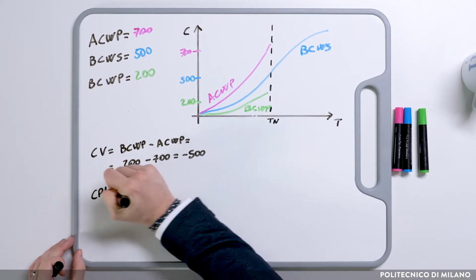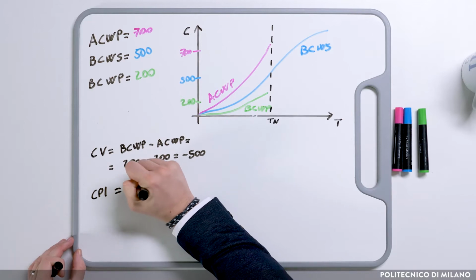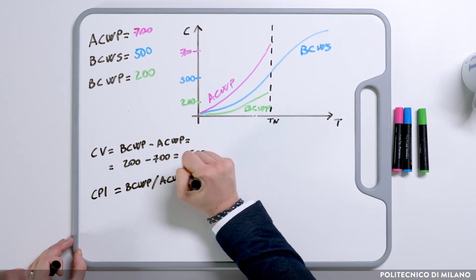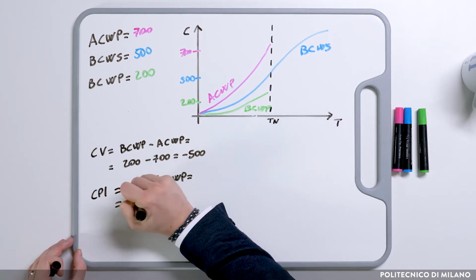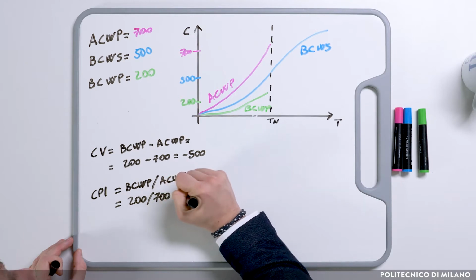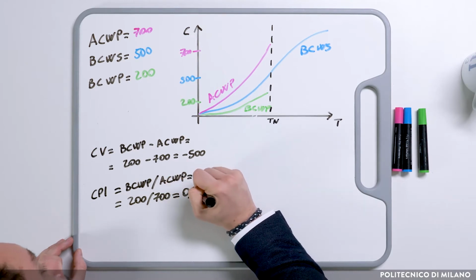Indeed, the project will be efficient every single time cost variance is more than zero. The second performance indicator is a ratio called CPI, Cost Performance Index. In this case, the formula is going to be BCWP over ACWP, which equals in this case to 0.286. Indeed, I will be efficient every single time this indicator is greater than 1.